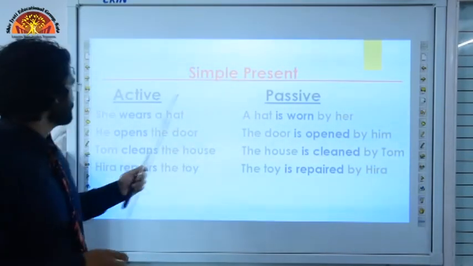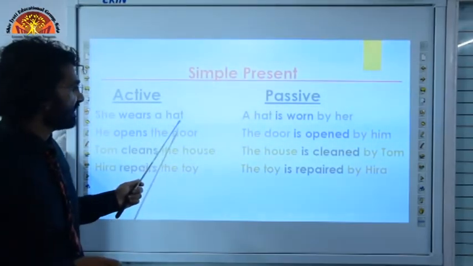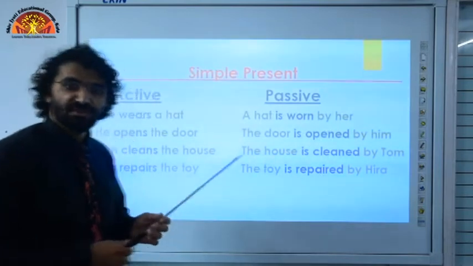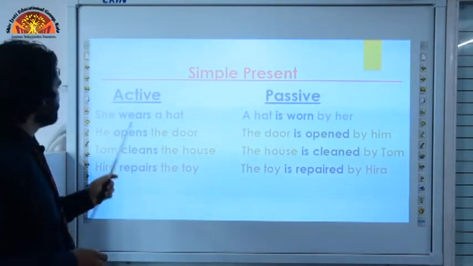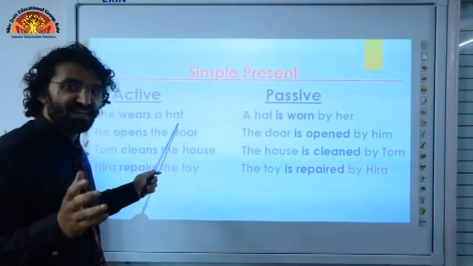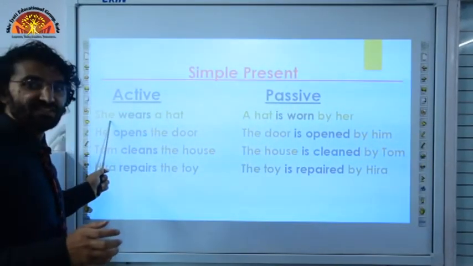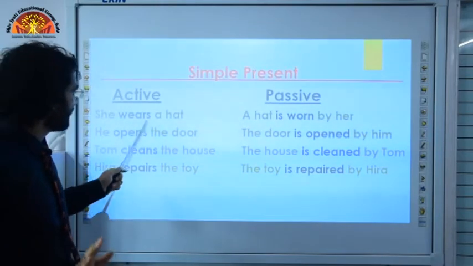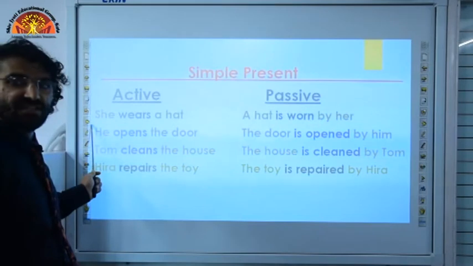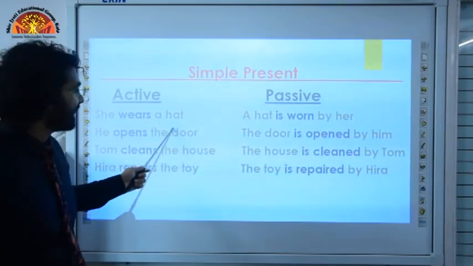Simple present. See this sentence. She wears a hat. A hat is worn by her. So can you tell me the subject in the sentence? Can you identify the subject for me? Yes, you can. She is the subject in the sentence. She wears a hat. She is the subject. And hat is the object.